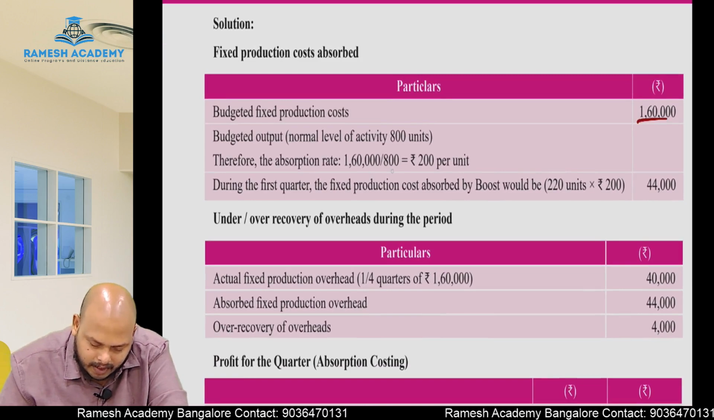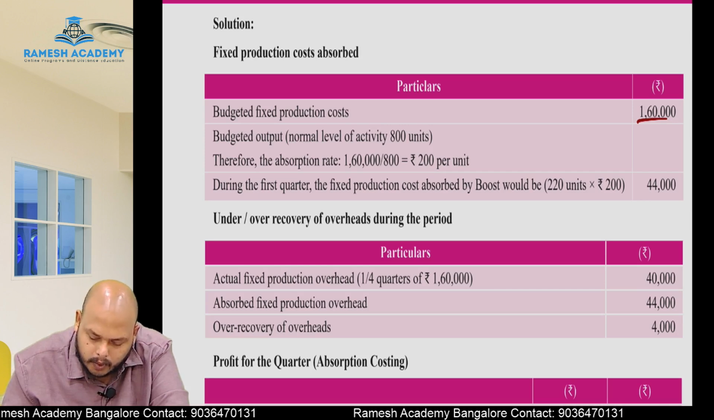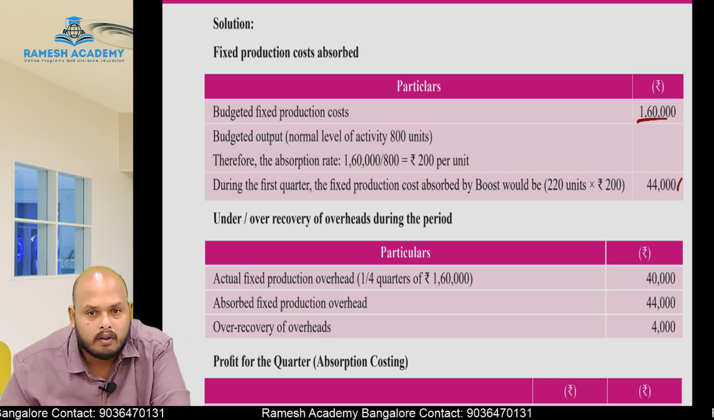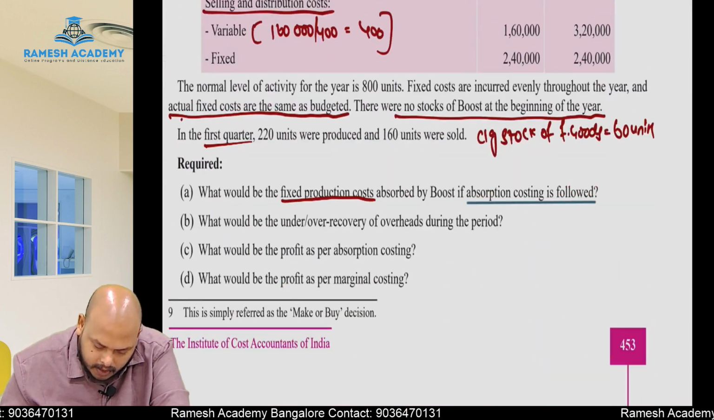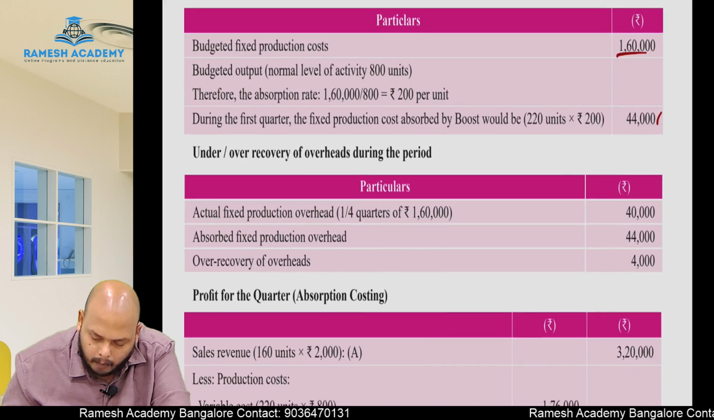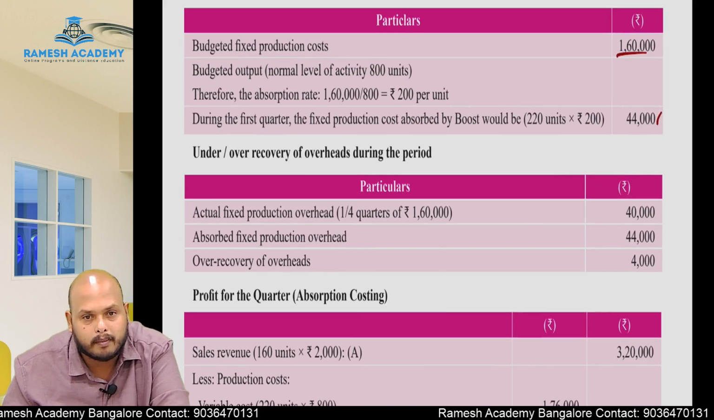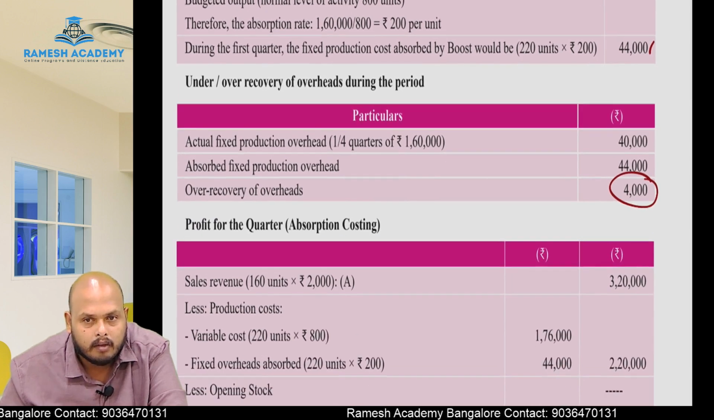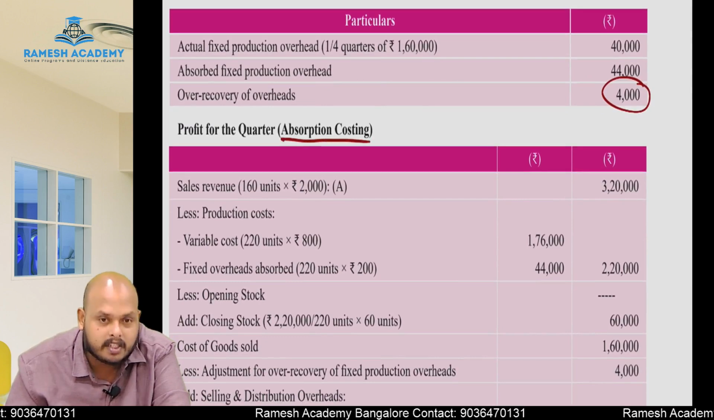Let us check. Budgeted fixed production cost is 1,60,000 divided by 800, so one unit is 200. During the first quarter they produced 220 units, 220 into 200, so absorption is 44,000. Next, question number 2: calculate under recovery or over recovery of overheads. Observed is 44,000, actual fixed production overheads is 40,000 only. So there is over recovery of 4,000.